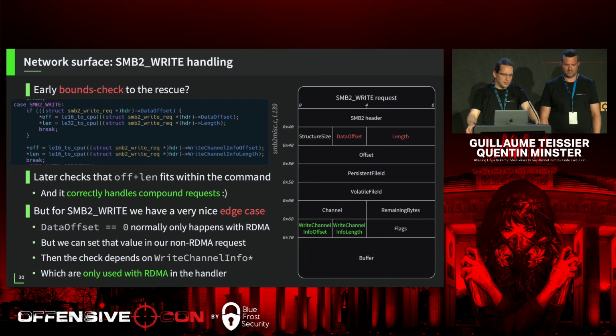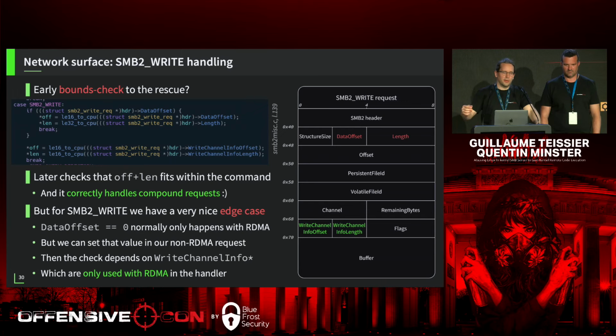So that means also that the check we saw in the SMB2 write handler is redundant, but this one should be enough. But for SMB2 write, there's an edge case, namely that if data offset, that's the offset to the buffer to be written, is 0, it will not use the data offset and the length of the buffer, it will use two other fields.